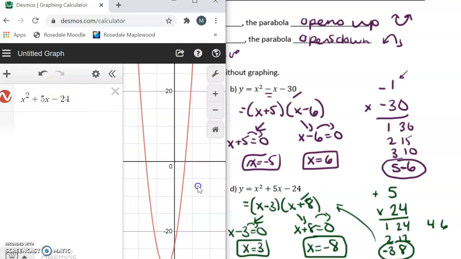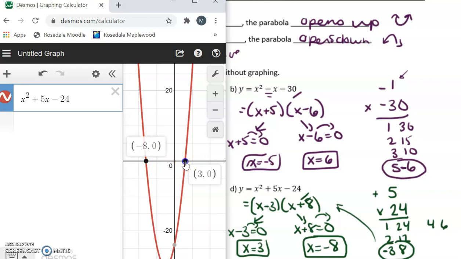I put that in wrong. X squared plus 5x minus 24. So we get negative 8 and 3 as our two x-intercepts.